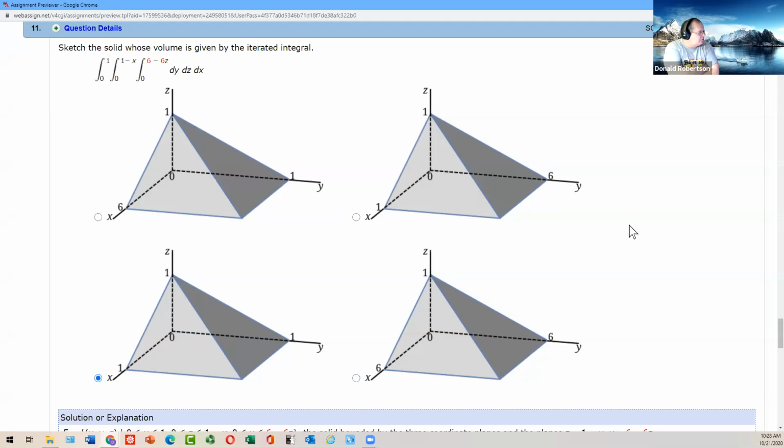Top right. So you're picking that one. Is it a guess or do you have a reason for that? Well, if y goes from 0 to 6 minus 6z, so z is 0, the y would be 6. I like your thinking, and yes, that's the right reason.